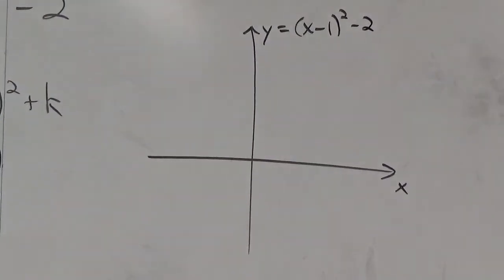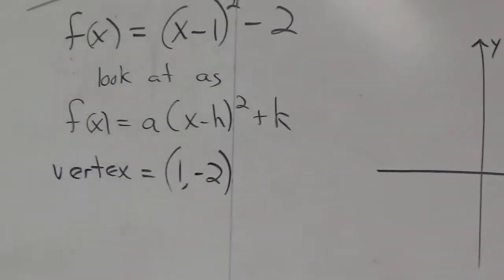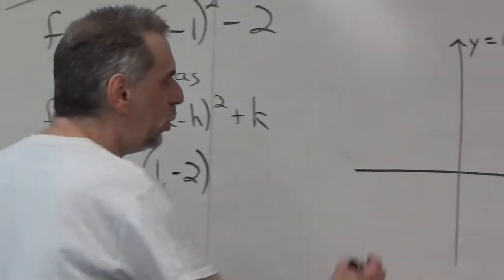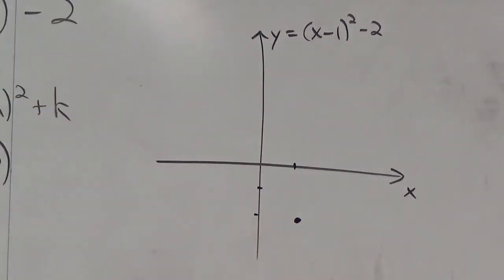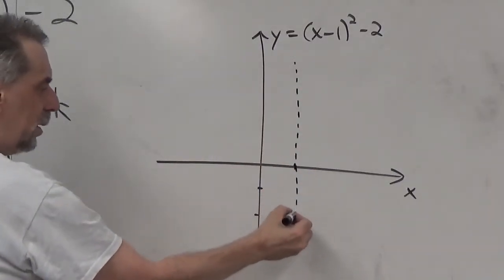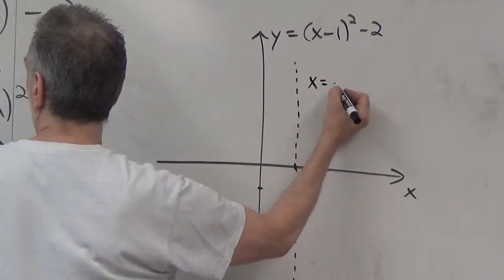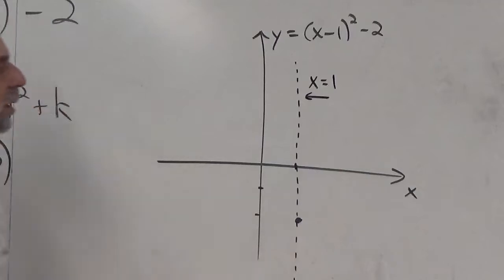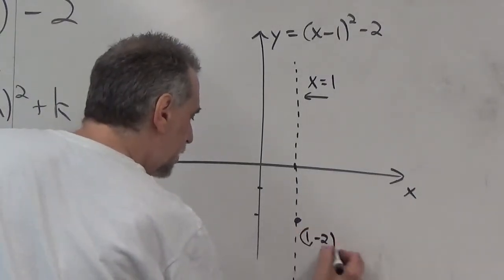So we just said the a value tells us if it opens up or down. This a value is 1, so that means it's opening upward. We know the vertex is at (1, negative 2), so we can get an idea of what that is. It's down here, and that's going to be the low point, and we're going to have a parabola that opens upward. The axis of symmetry is just the vertical line that goes through the vertex every time. And remember, we discussed vertical lines. Vertical lines have equations that are just x equals whatever value that vertical line is going through. So we know this point is (1, negative 2). That's the vertex.